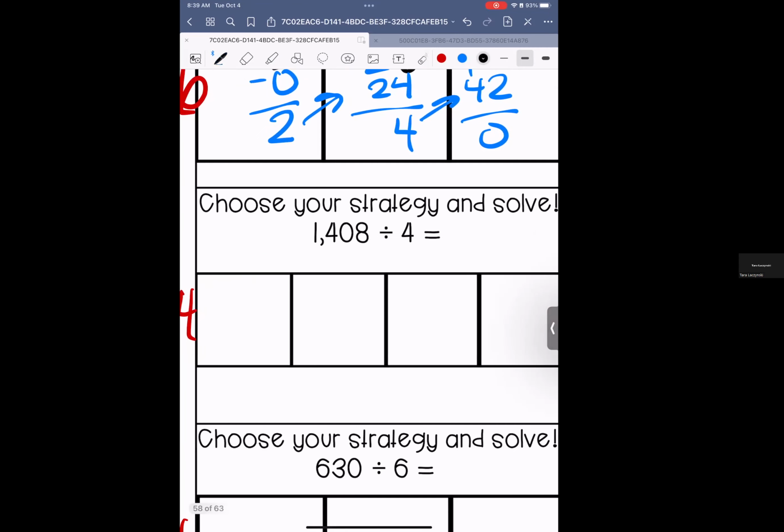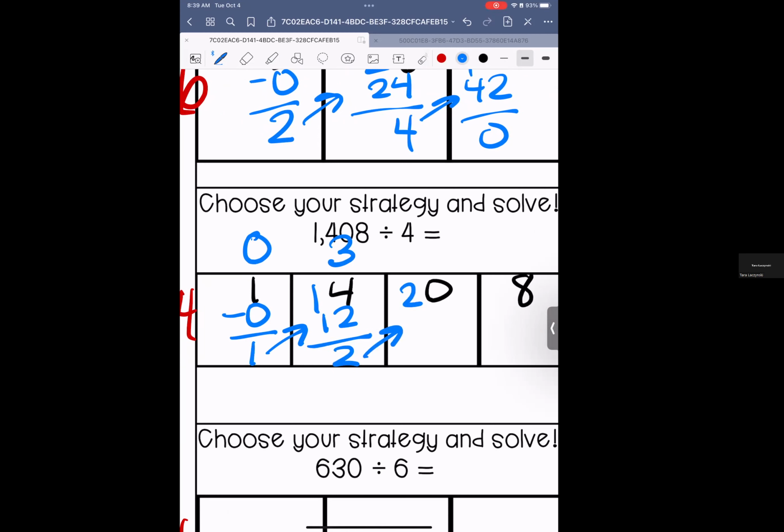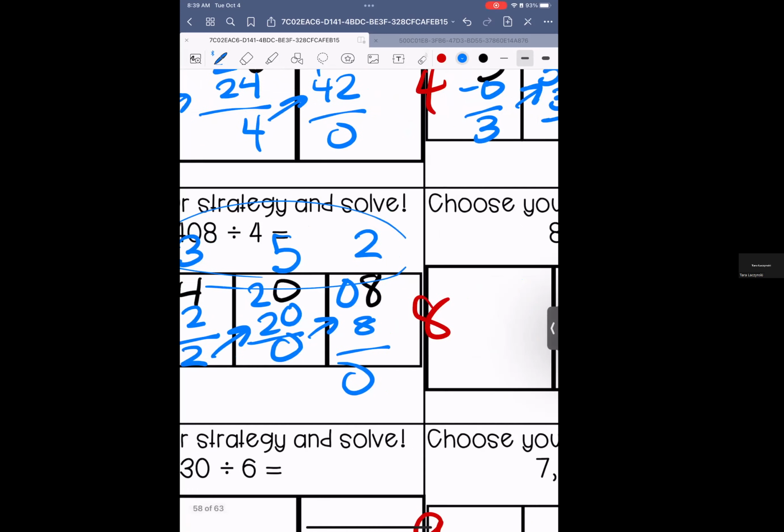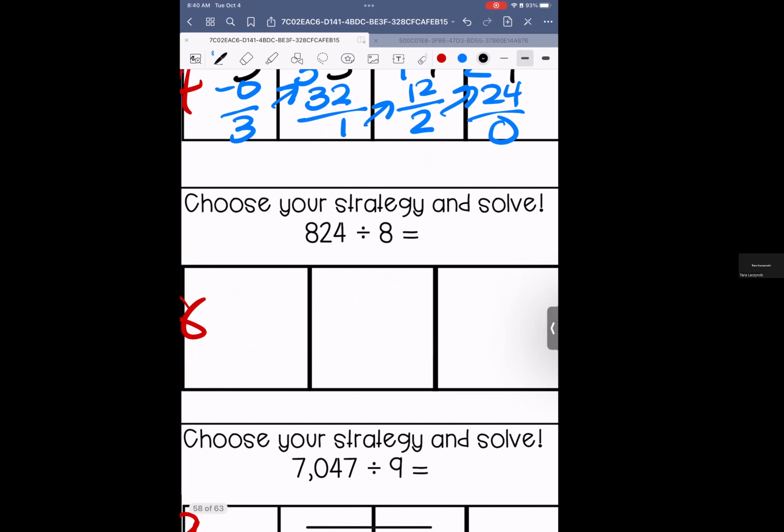Dividing by 4, our number is 1408. 4 does not go into 1, but it does go into 14. 3 times is the closest for 12. And it goes into 20 exactly 5 times. And it goes into 8 2 times. Nothing left. Our answer is 352.